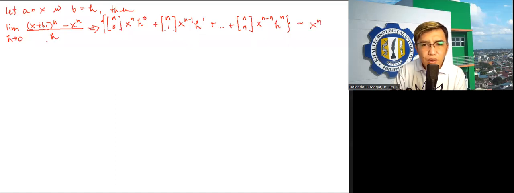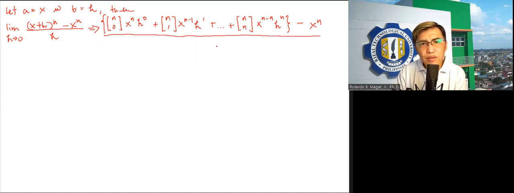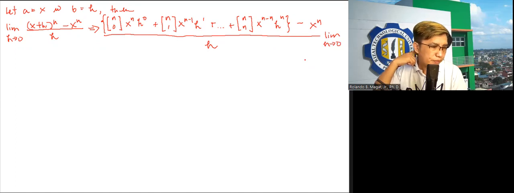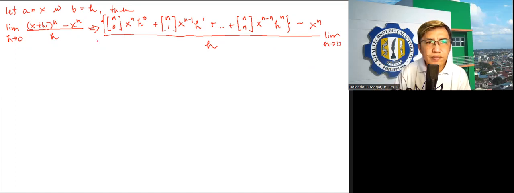So notice that what we have expanded is the first term using the binomial theorem, all over h. I'll put the limit here: limit as h approaches 0. So let's expand this further. This implies that we have the limit. I'll put the limit so I don't forget.